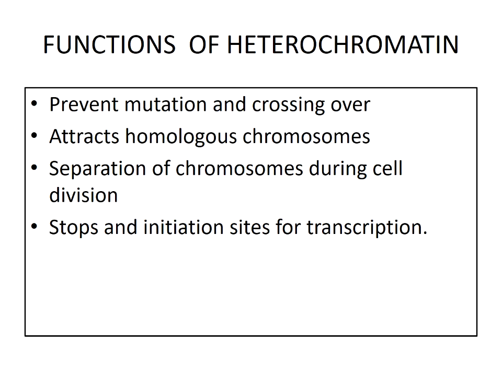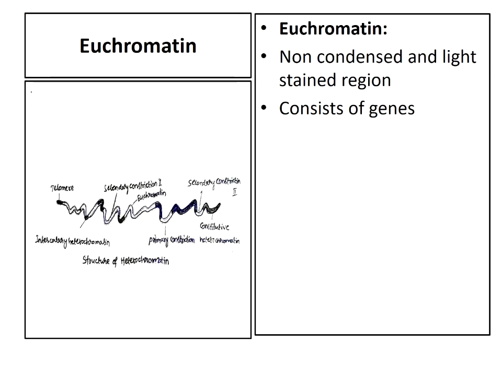So these are the functions of heterochromatin. So next is the euchromatin. Euchromatin is a non-condensed and light stained region of chromatin, and so it is called euchromatin. So these are the light stained parts, and they are called euchromatin.